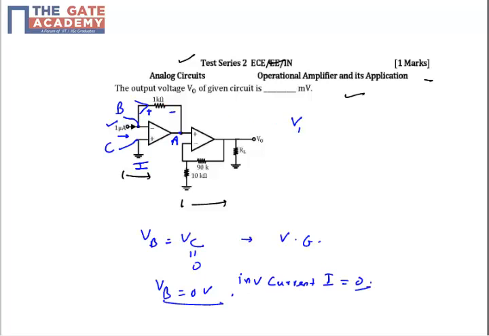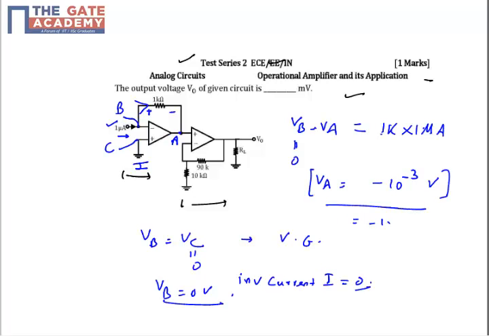So you will have VB minus VA is equal to 1K into 1 microampere, resistance into current. And my VB is what? VB is 0, because of virtual ground we know that VB is 0. So I have got my VA is equal to minus 10 raised to the power minus 3 volt, or I can say that minus 1 millivolt, right? My VA is equal to minus 1 millivolt. So my VA is minus 1 millivolt, we have calculated.